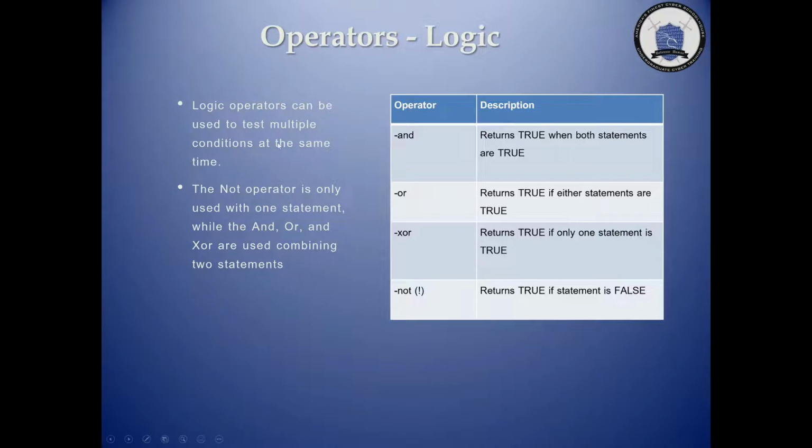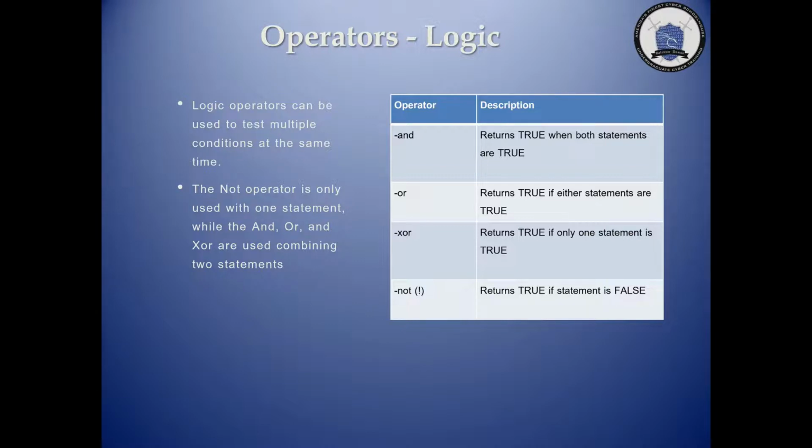Now that is true for AND, that is true for OR, that is true for exclusive OR. With NOT, you're not comparing two different statements or two different things. You're just doing one statement, and NOT comes right before that statement. NOT just changes it: if that statement would have been true, it changes it to false. If that statement would have been false, it changes it to true. So again, logical operators can be used to test multiple conditions at the same time.